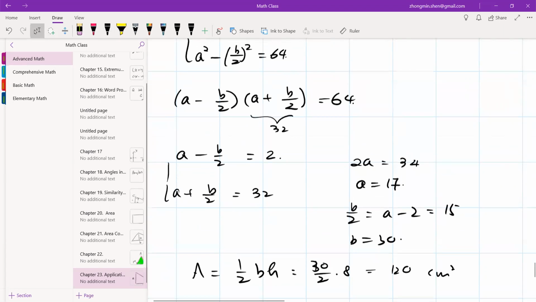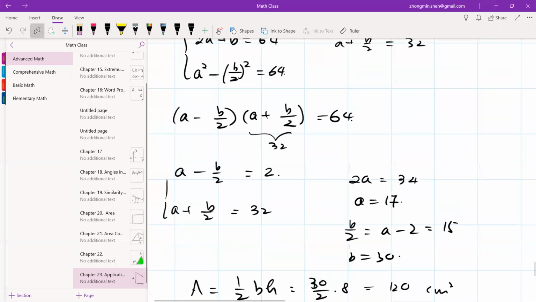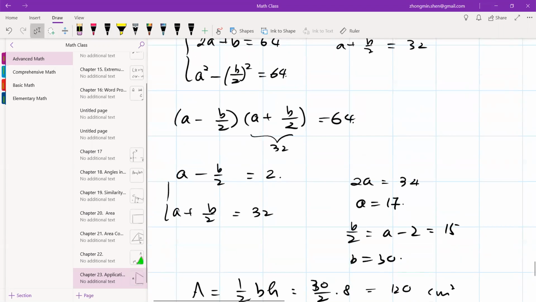Okay, so let's go over this problem. You can use substitution to solve it, but when you see a squared minus b squared, you should factor it. Then you can quickly get a linear equation instead of doing a quadratic equation. So this is always a suggestion to do that.